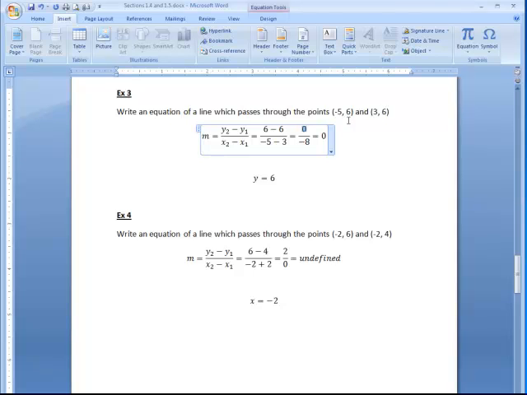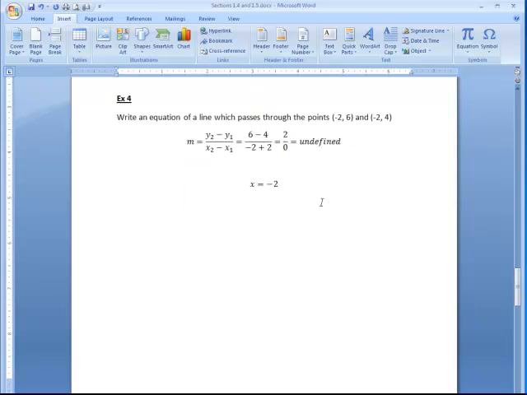So therefore, my formula for that line is simply y equals 6. Now, did you need to do all this work? Well, if you didn't catch it right away, but if you noticed it right away, your y values are the same, so you could automatically have jumped in and said, that's a horizontal line, and the equation is y equals 6. Now, similarly, we're going to look at our second example.